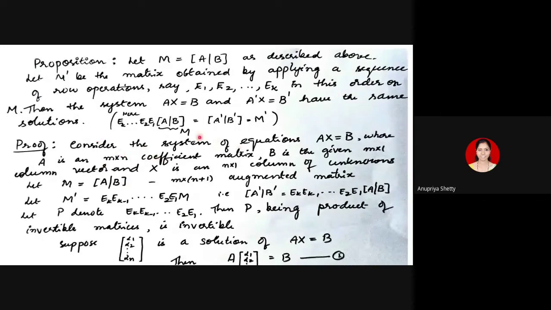Consider the system of equations Ax equal to B, where A is an M by N coefficient matrix, B is the given M by 1 column vector, and X is an N by 1 column of unknowns. M is the augmented matrix AB. On this, we are applying row operations, that is written here. Okay, M on the left, first row operation, and then second row operation, third operation, etc. But each row operation is same as multiplying by respective elementary matrices. So K number of operations are applied here.